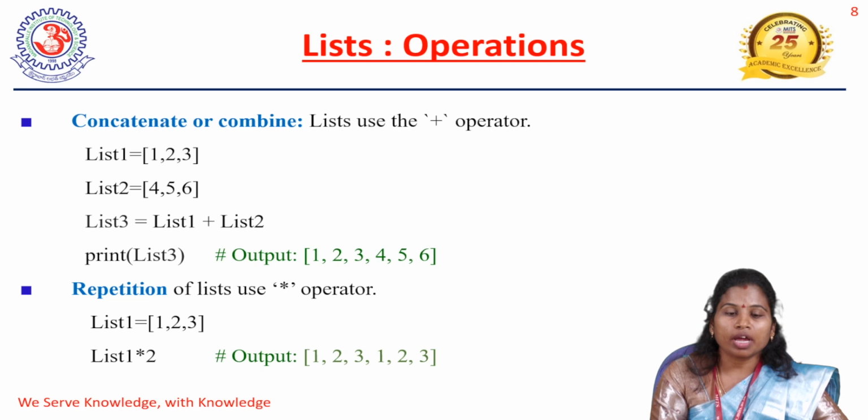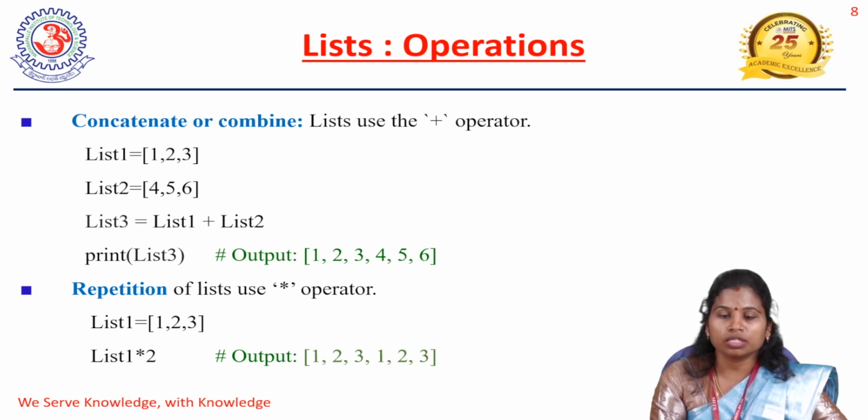The list 2 elements are added to list 1 at the end. So instead of adding each and every element, we are adding one list at the end of the other list. Finally the added list is stored in list 3. After that we passed list 3 to the print function. Now the print function will give you the added list. Now this added list contains elements 1 comma 2 comma 3 comma 4 comma 5 comma 6. Here it's not adding the elements, it's adding only the list.